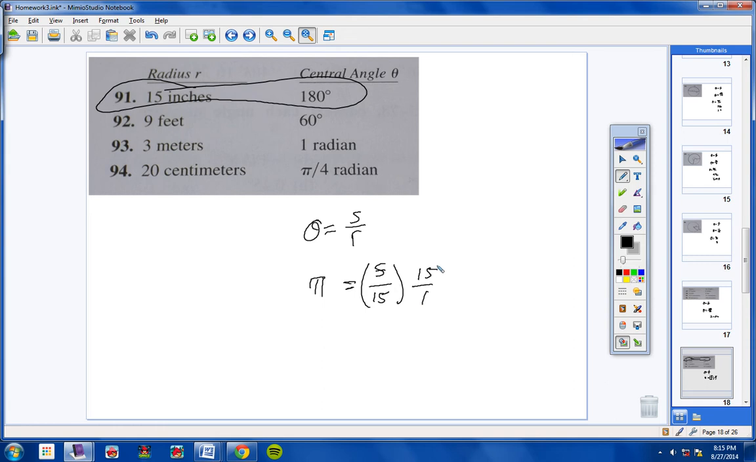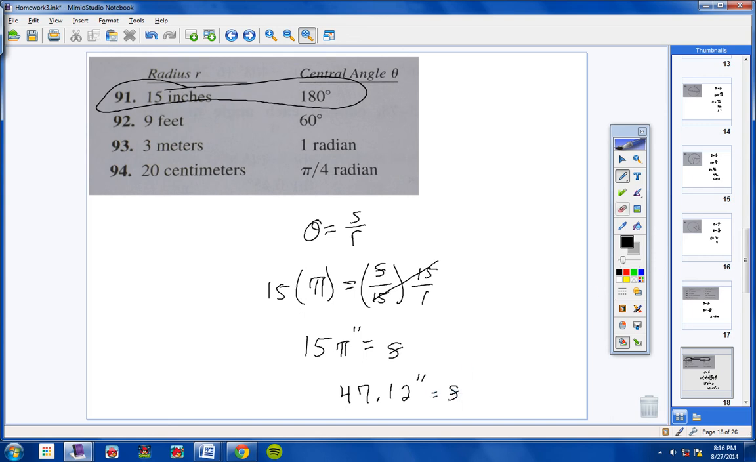We're solving for s, so my suggestion is to multiply this side by 15 over 1, so these will cancel. If you multiply one side by 15, you must multiply the other side by 15. So we end up with 15 pi equals, and over here your 15s cancel, and you're left with s. The intercepted arc for number 91 is going to be 15 pi inches. That's the length of the arc. Or if you type this into your calculator, you should get 47.12 inches equals your arc.